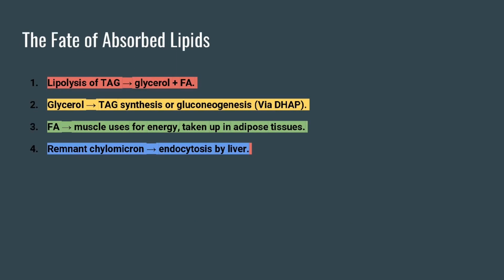Finally, absorbed lipids will have the following fates: lipolysis of triacylglycerol, which will produce glycerol and free fatty acid. Glycerol will form triacylglycerol and will enter gluconeogenesis via the molecule dihydroxyacetone phosphate. Fatty acid will be used by the muscles for energy purposes and also will be taken up in the adipose tissue. Remnant chylomicrons will be endocytosed by the liver.